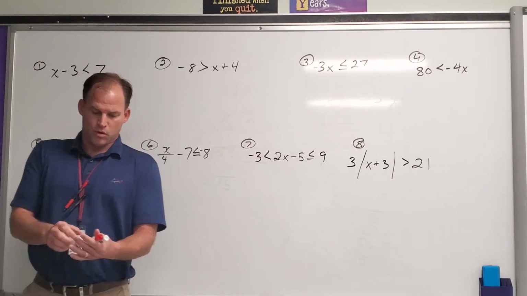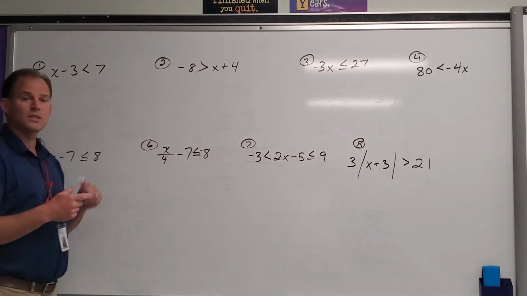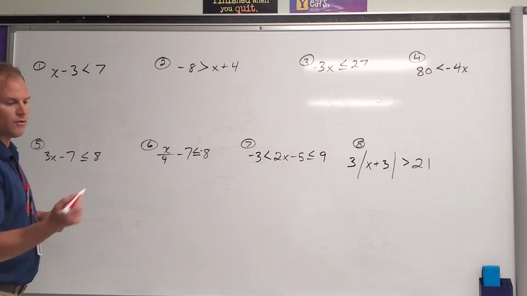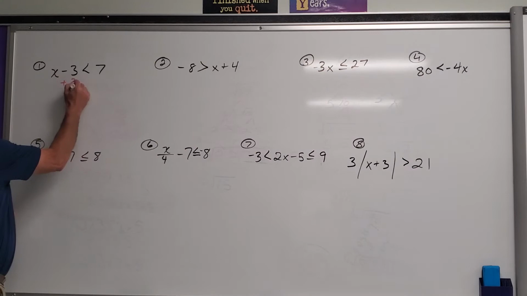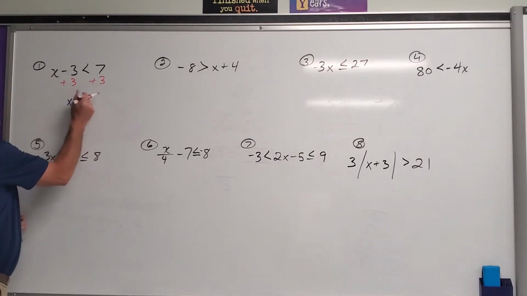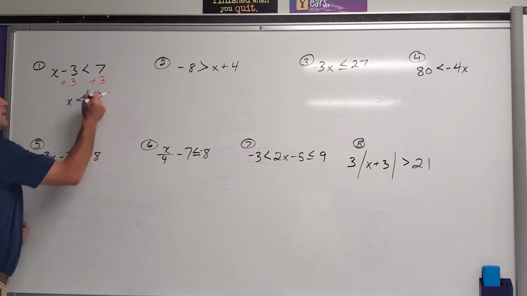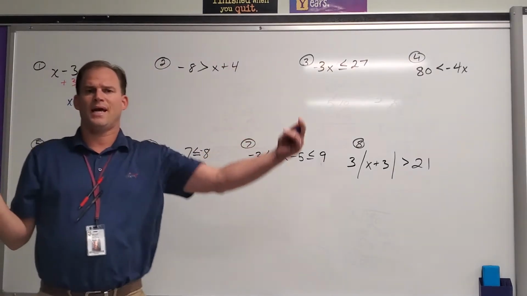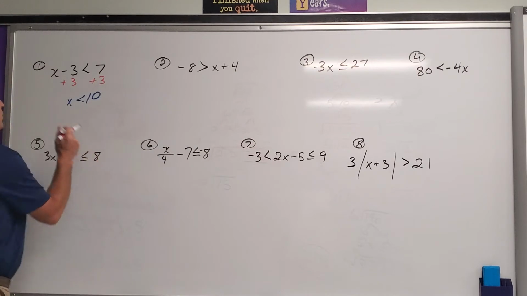So, inequalities. This whole chapter's been on inequalities. Remember, you solve an inequality just like you would solve an equation. So if I have this, I'm adding 3 to both sides. And that would give me x is less than 10. And then, of course, we have the added extra step of graphing the inequality.